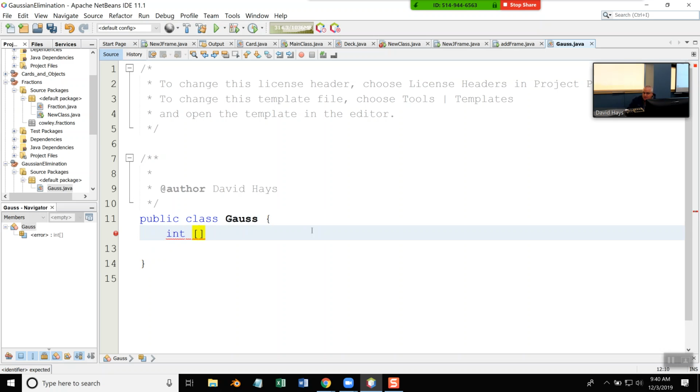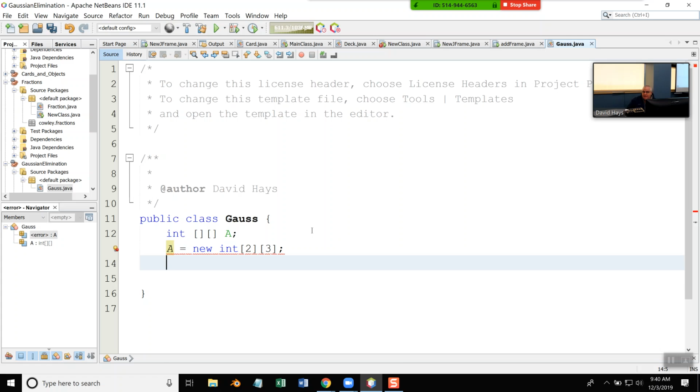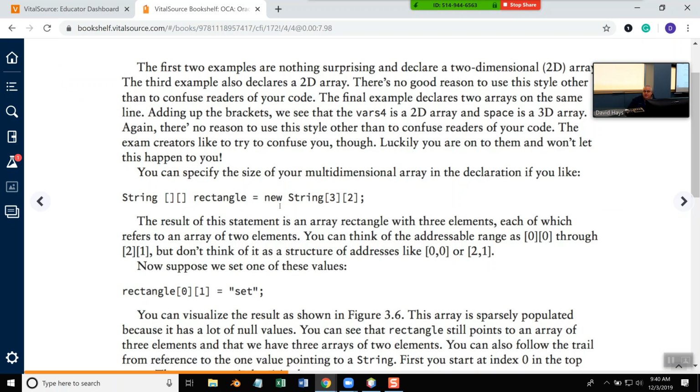Let's see, int matrix A is equal new int rows by columns, by three. Yeah, obviously not using new because it's not an instance. Yeah, no, it is.